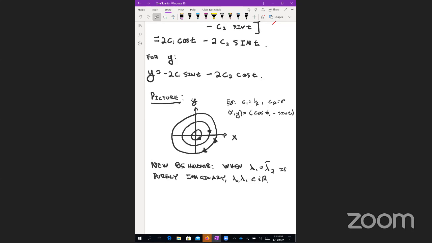Okay. So when this happens, the solutions are closed orbits. And in this case, 0, 0 is called a center.